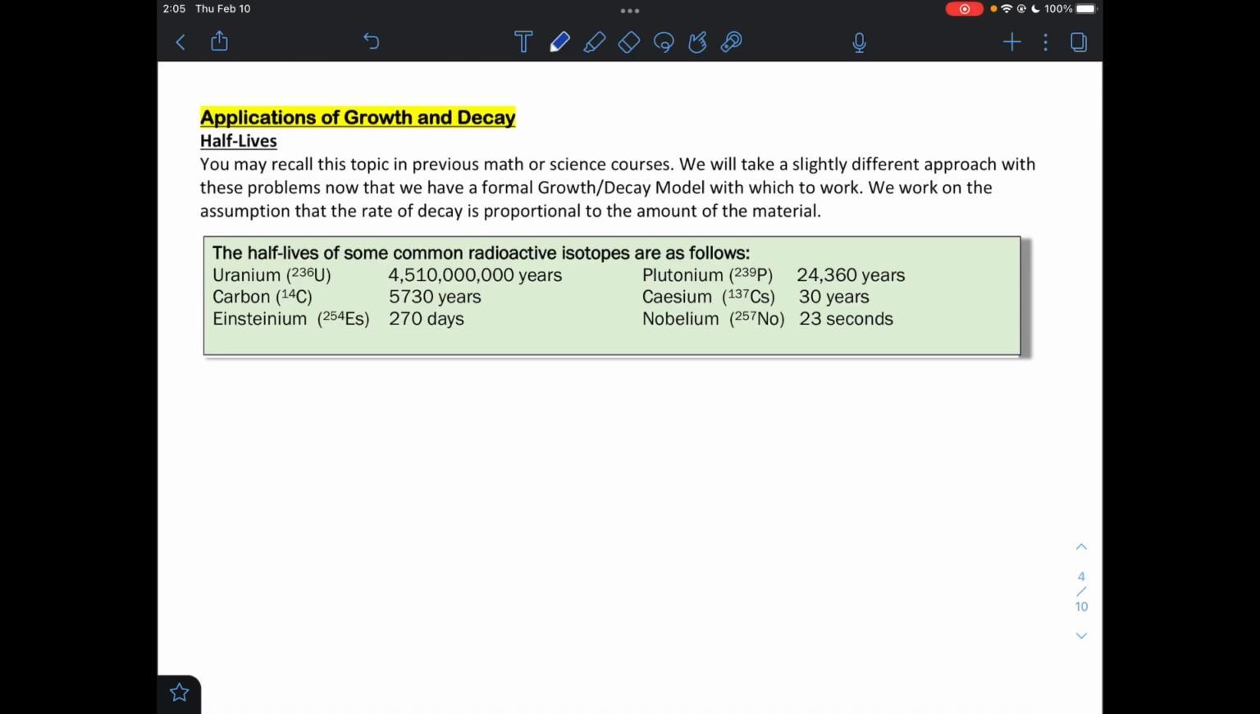Great. Here's some applications of growth and decay. You probably remember some of these from your pre-calc course last year. We're going to take a slightly different approach with these problems now that we have a formal growth decay model with which to work, and we know where it comes from. We work on the assumption that the rate of decay is directly proportional to the amount of material that we start with. So here's some half-lives of 6 basic isotopes. The one we talked about a lot in pre-calc is carbon, because many life forms on Earth are carbon-based, but we have a couple others that you can take a look at as well.